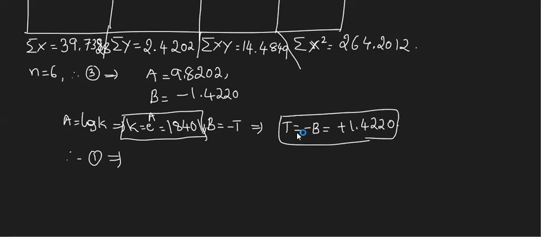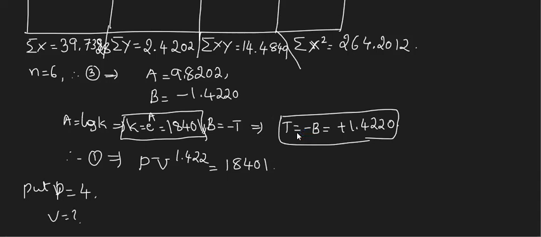Let us substitute in equation 1. We have PV raised to t, and t is 1.4220 equal to k. K is 18401. Correct? So they have asked one more thing. They have asked us to find v when p equal to 4. So just put p equal to 4 and find out v. Very carefully you do it. So p is 4. This is v raised to 1.422 equal to 18,401.